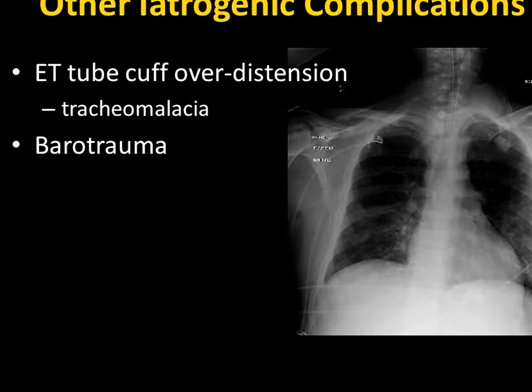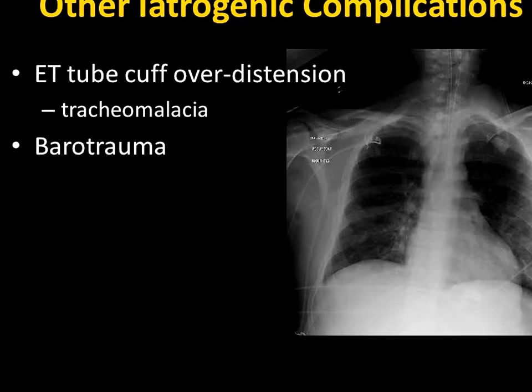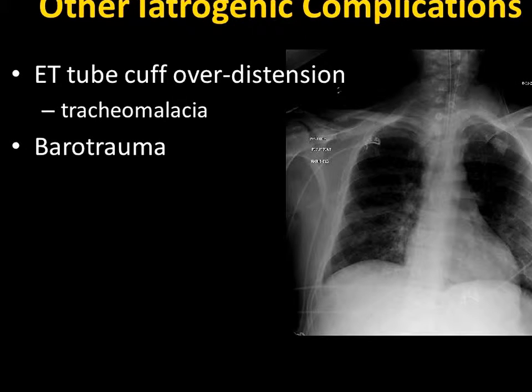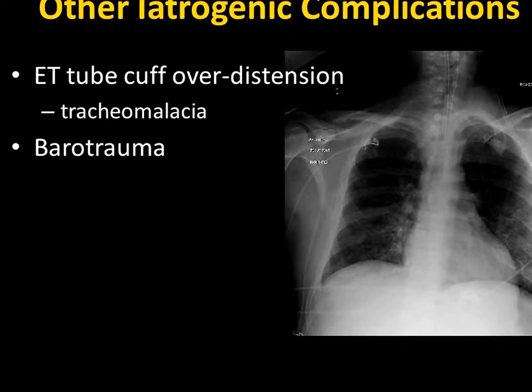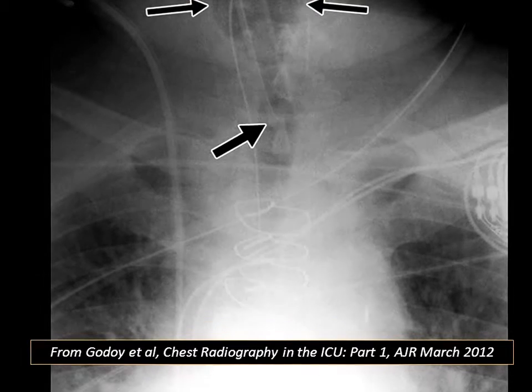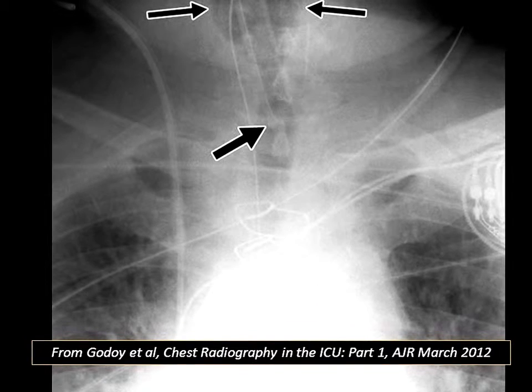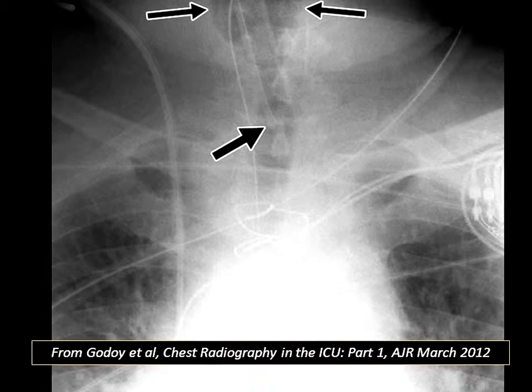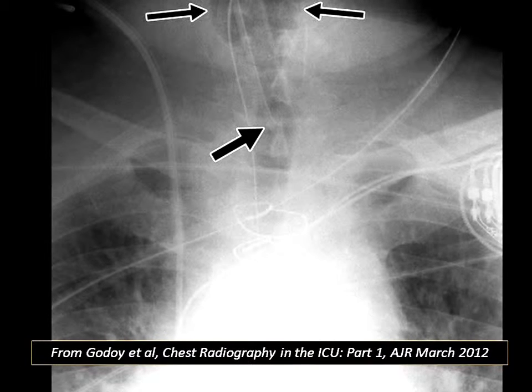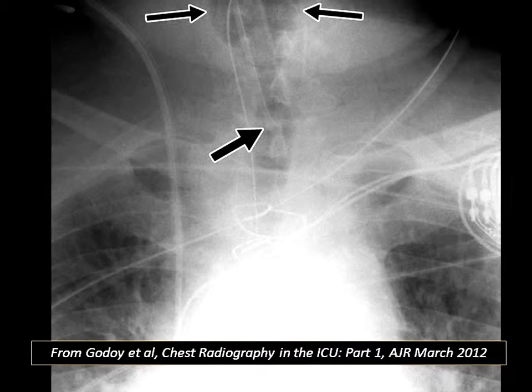There are other iatrogenic complications that can be ruled out with a chest film. An ET tube cuff that is overinflated can cause damage to the airway. This is called tracheomalacia. You can also get barotrauma. Here's an example of ET cuff overinflation, overdistension. We see with the two arrows, the thin arrows, they point at the cuff, and the singular thick arrow points at the ET tube tip.